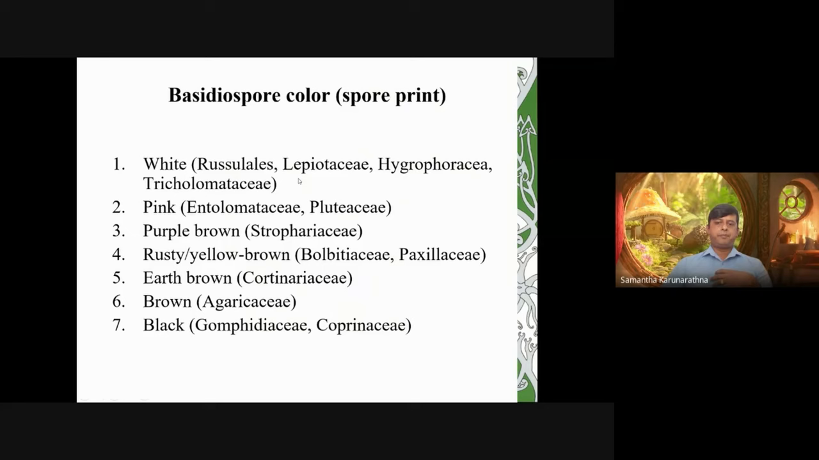Basidiospore color is important, as I mentioned. Different groups have different colors. So white you can see in these groups, pink in these groups, purple brown, rusty yellow, earth brown, brown, black. Depending on the color, these groups can be identified. Next one, please.